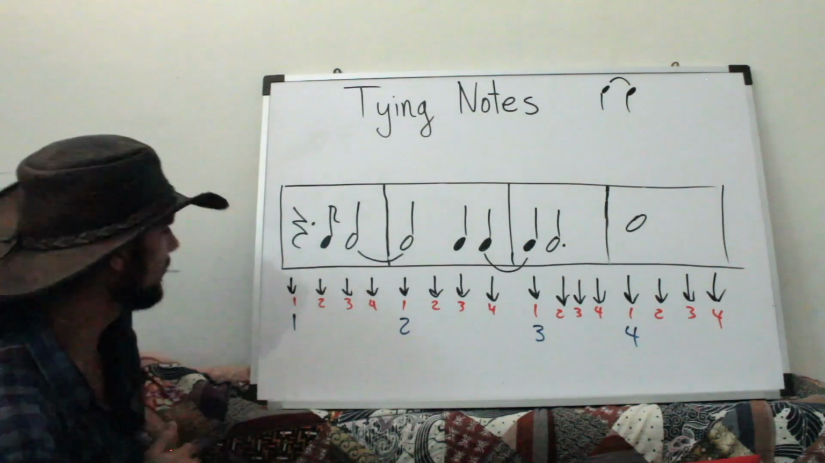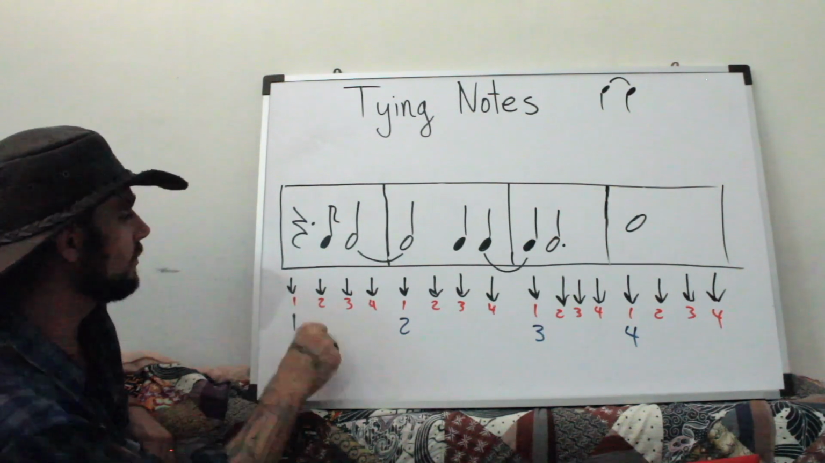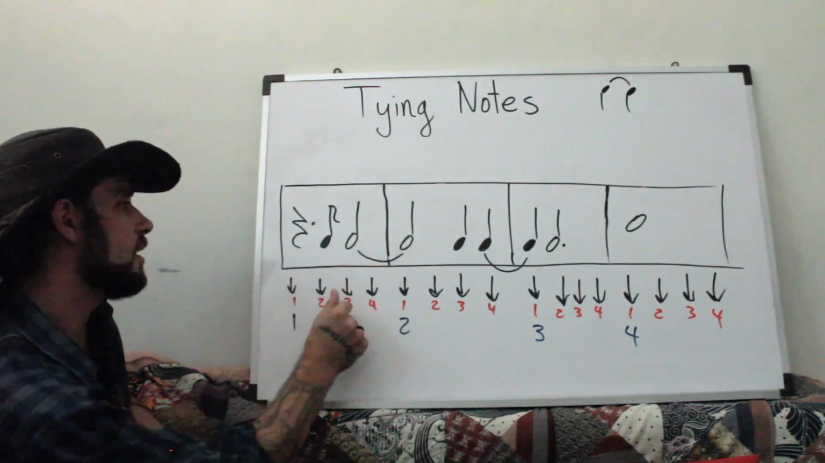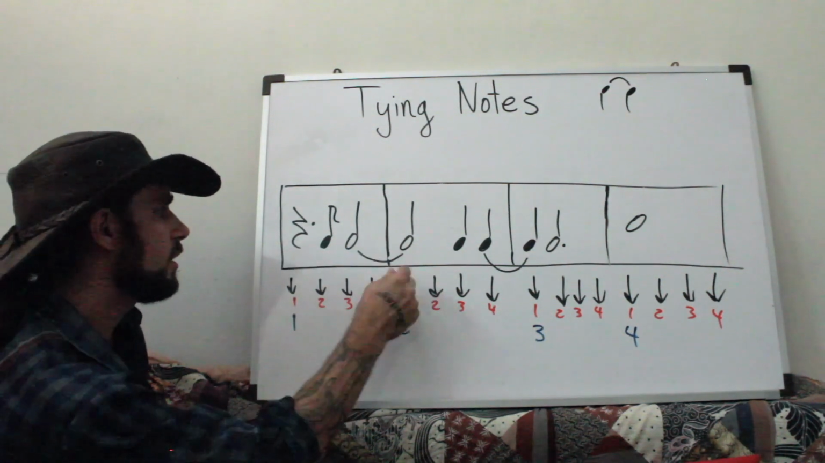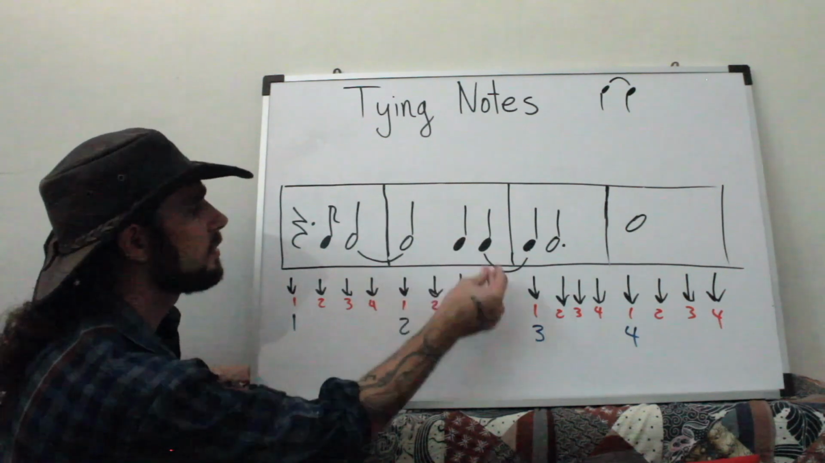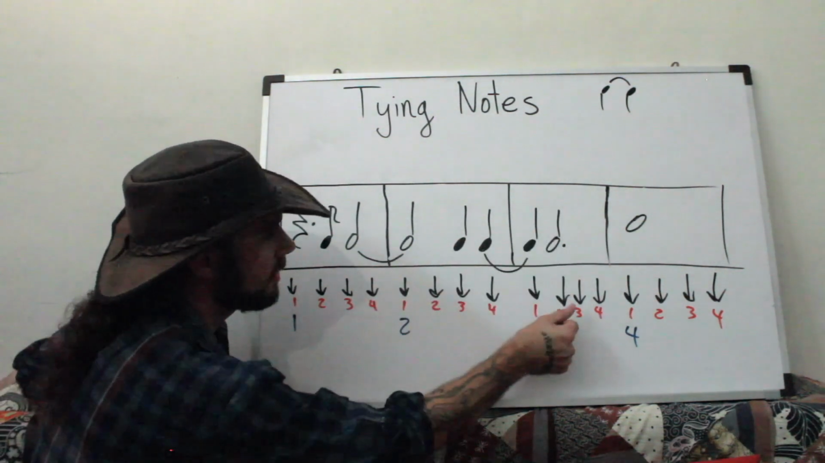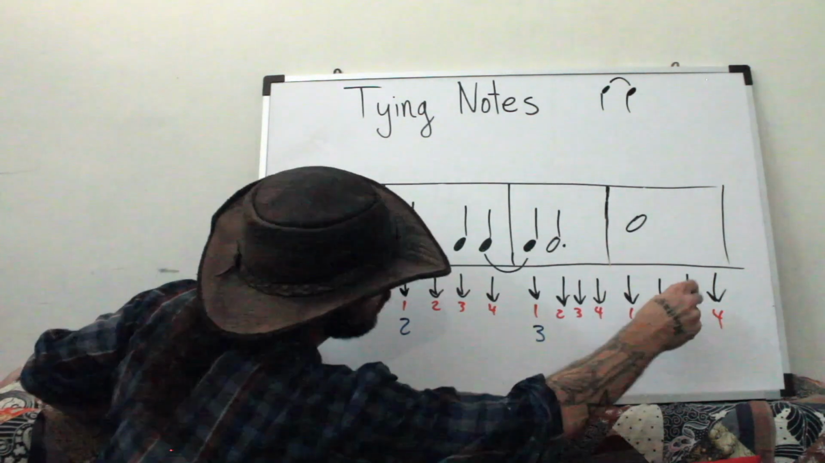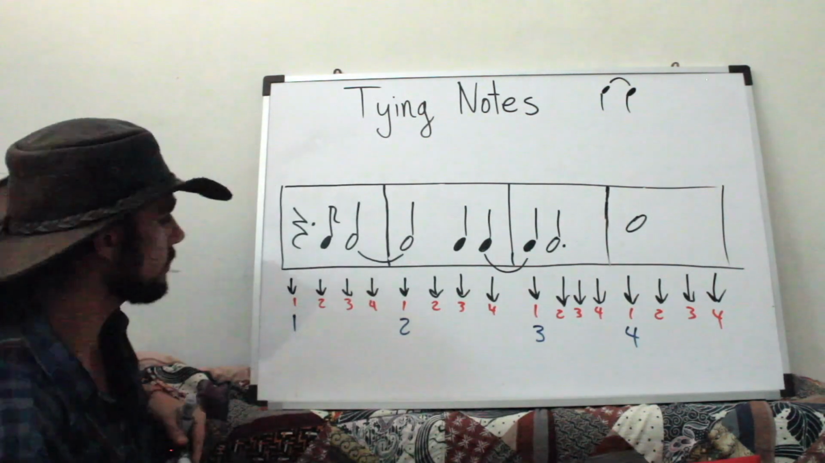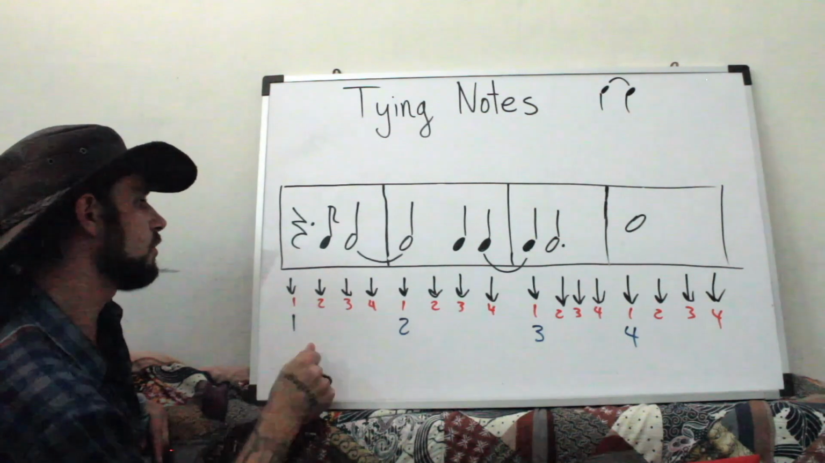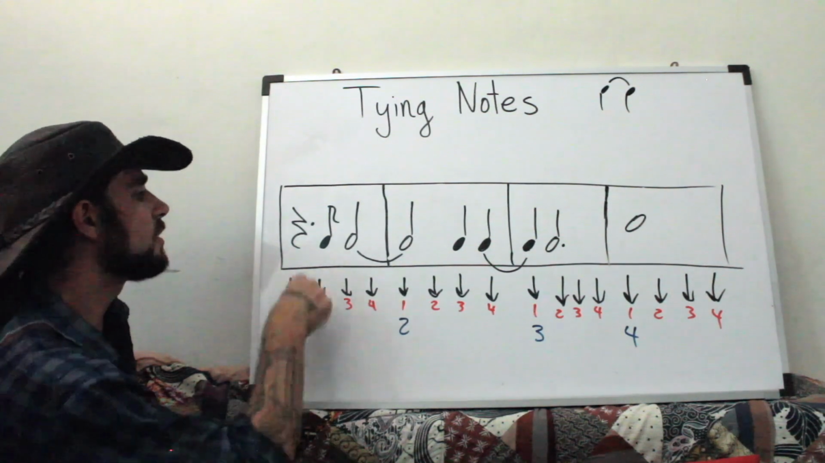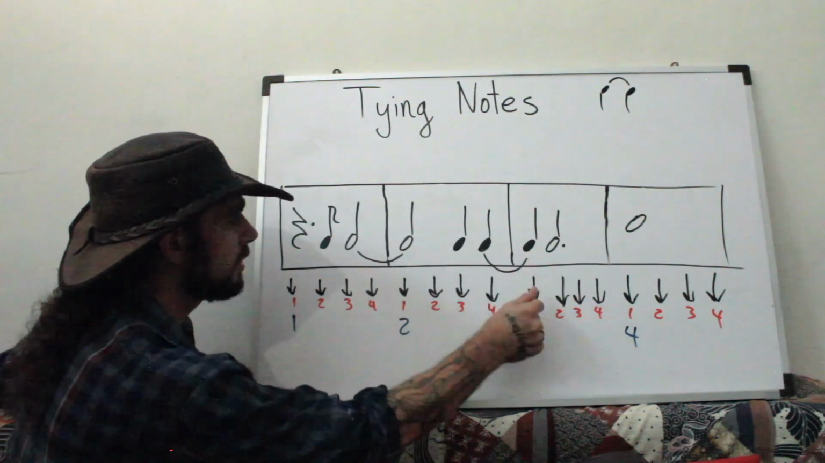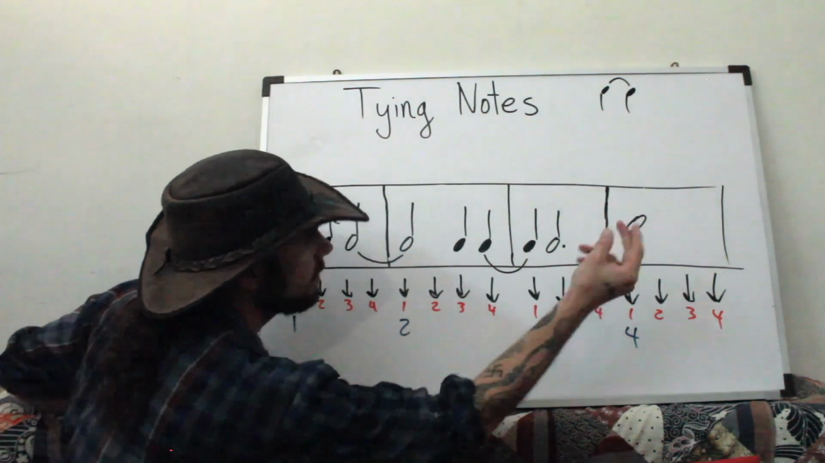Let's hear this again. 1, 2, 3, 4. Let's try a little faster. 1, 2, 3, 4.